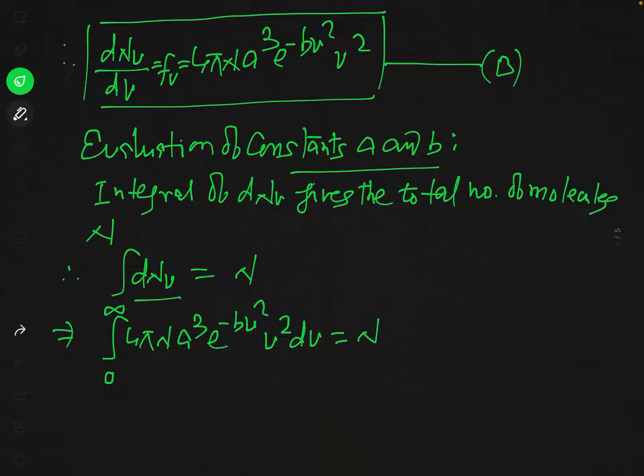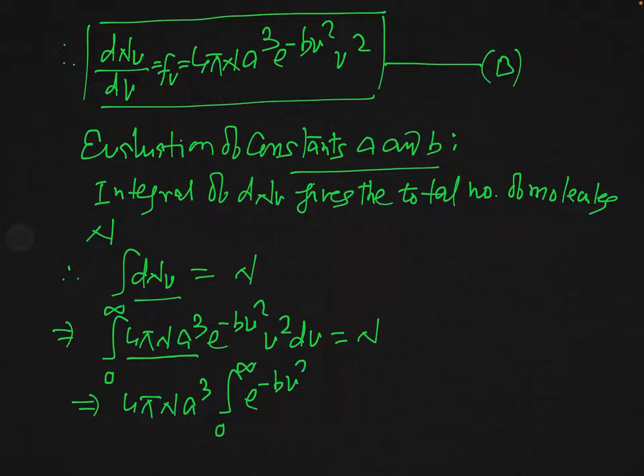It has a large range actually. Now let us try to evaluate this integral. You can see here that this 4 pi n a cube is a constant factor, so we will take it outside of the integral. So this is 4 pi n a cube, and integral 0 to infinity e raised to the power minus bv square times v square dv, and this will be equal to n. Now you can see this n in LHS and RHS will cancel out.